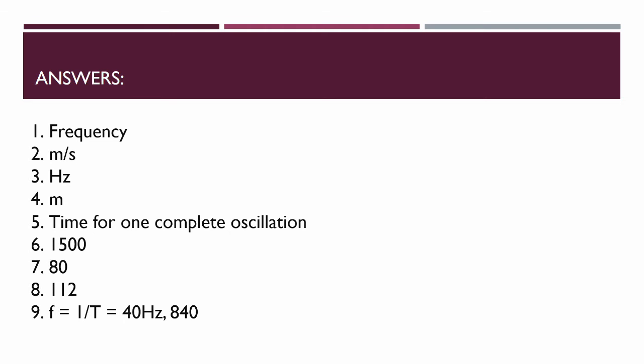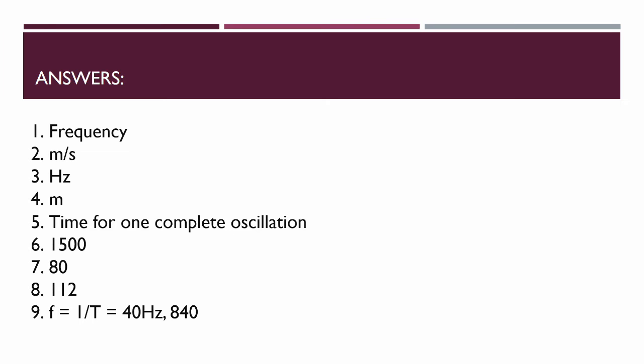Number 6, the speed is 1,500 meters per second. Number 7, the speed is 80 meters per second. Number 8, the speed is 12 meters per second. For number 9, you had to first find the frequency from the period. So the frequency is 1 over the period. So the frequency was 40 hertz, therefore the speed was 840 meters per second.